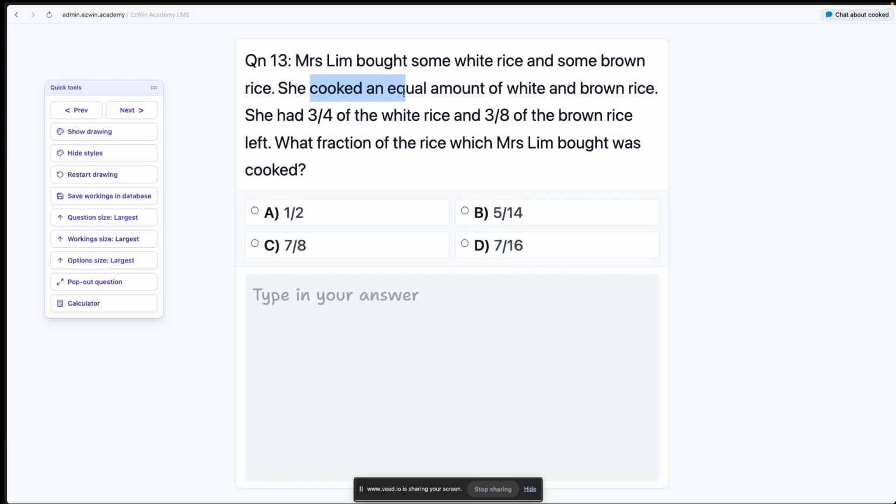she cooked an equal amount of white and brown rice. Okay, so this is what we call an equal fraction. Okay, so why is it an equal fraction concept?